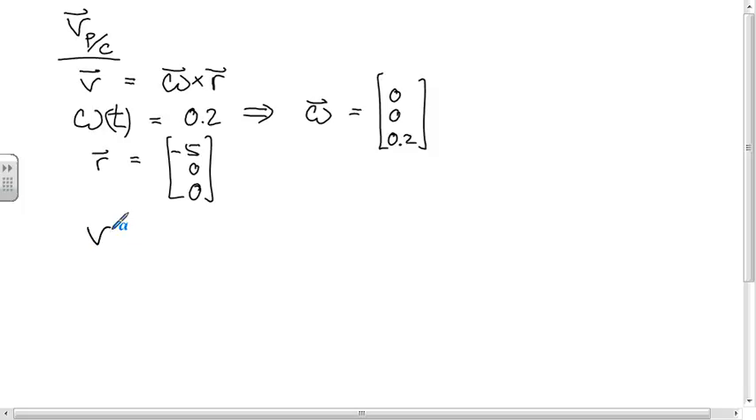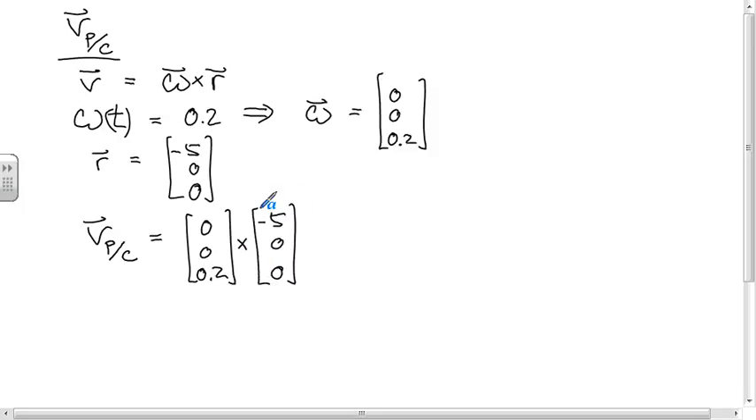Okay, so then the velocity vector, well, notice that omega is a constant, so we don't even have to plug the 6 seconds in there. So the velocity of the passenger relative to the axis C is equal to 0.2 crossed with -500. And you get a value of 0, +10. That's meters per second.